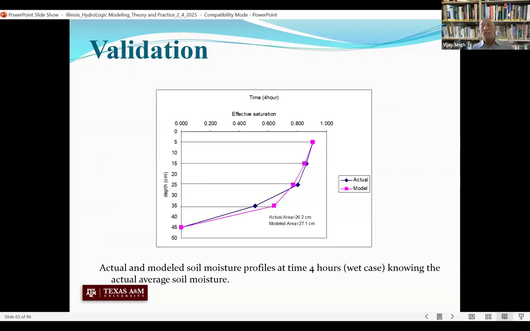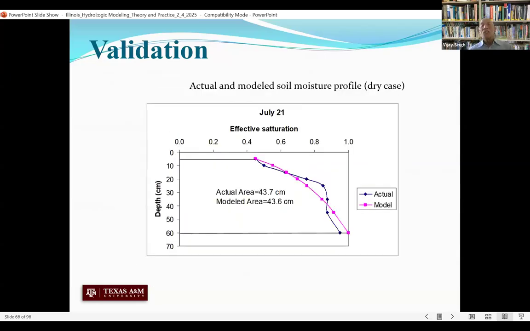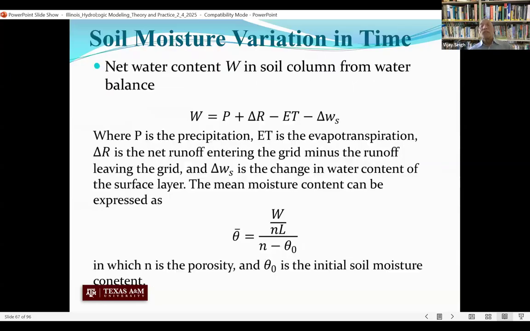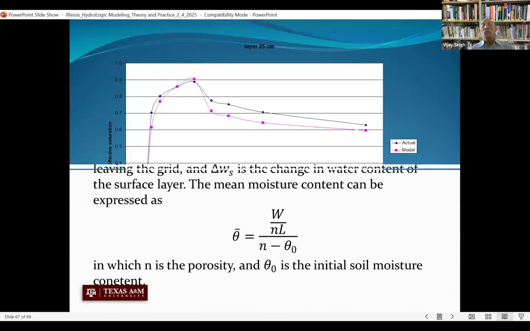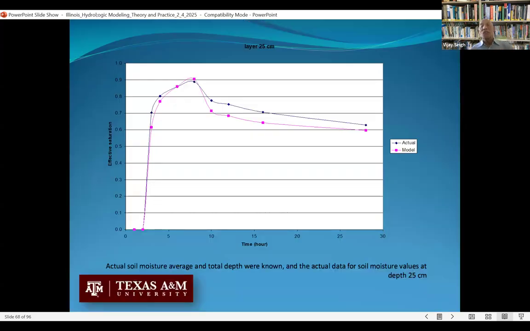What is interesting is that without doing any fitting whatsoever, we took the data and it seems to work quite well. And then, of course, if you couple this derivation with the volume balance, then you can derive the soil moisture time history, which is what I've done over here.